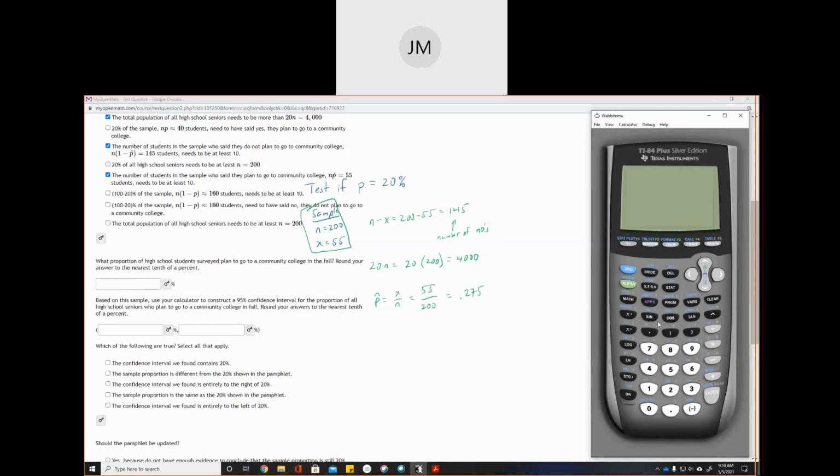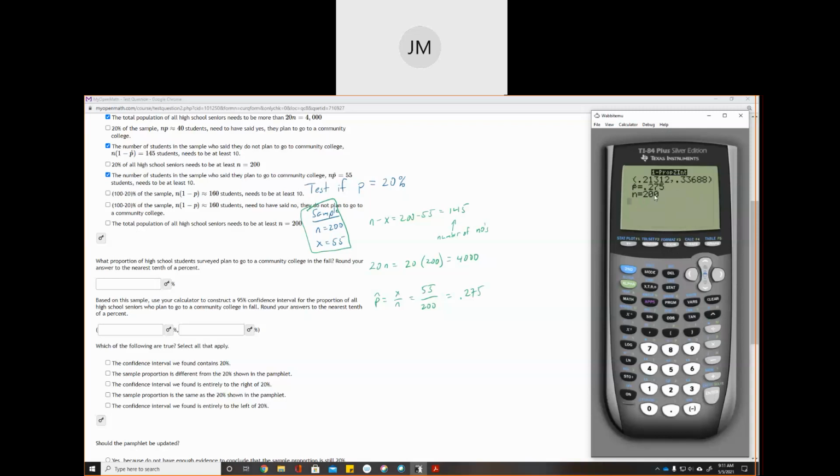So let's go ahead and look at our calculator really quickly, and we're going to compute both the p hat and the confidence interval. In order to do that, I'm going to go to Stat, over to Tests, and down to the 1-PropZInt to create a confidence interval. I put in the x, which is 55, the n, which is 200, and we wanted a 95% confidence interval, so C-level 0.95.